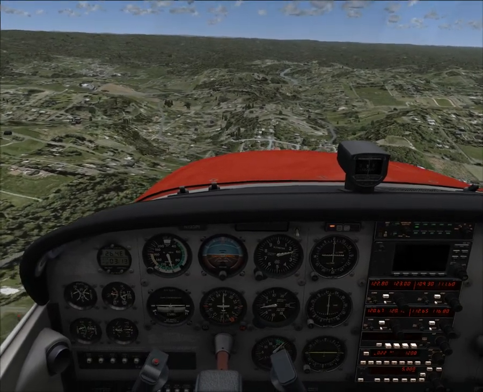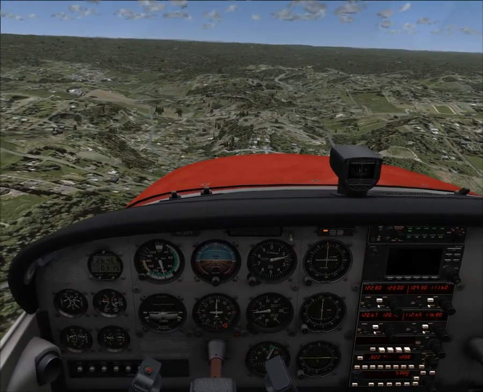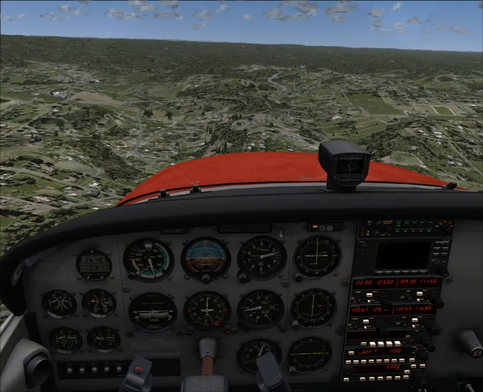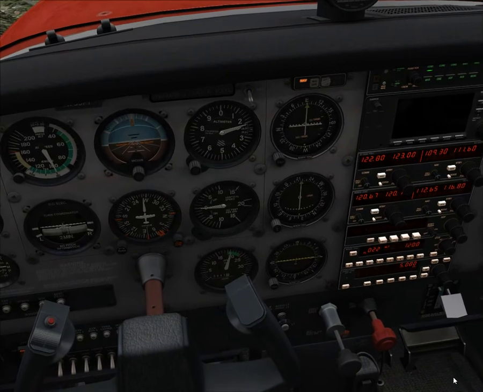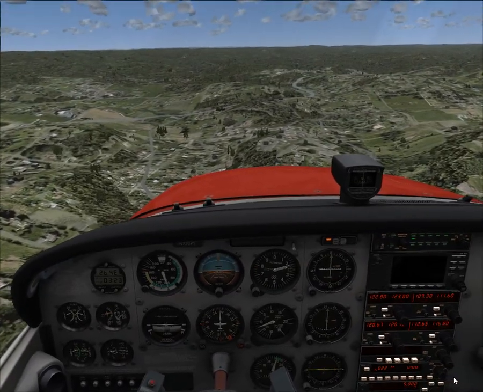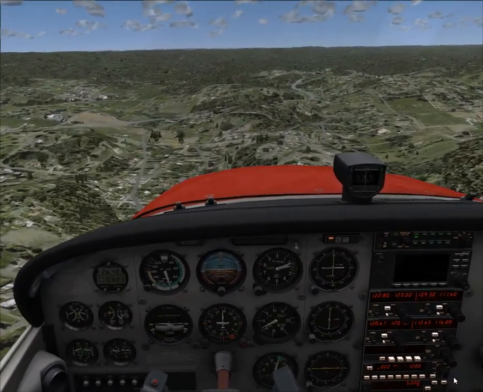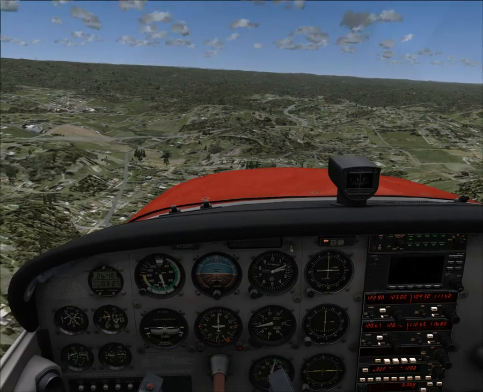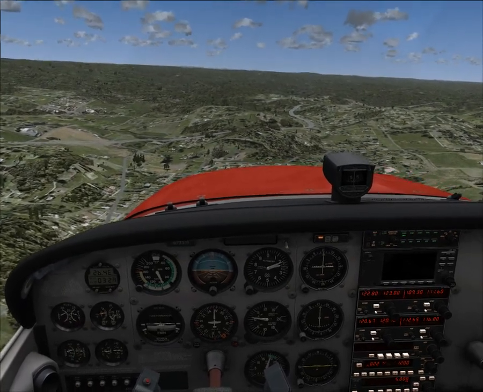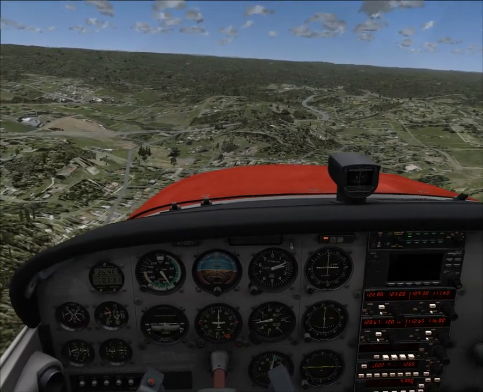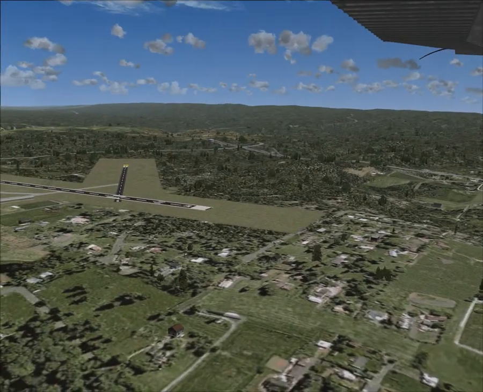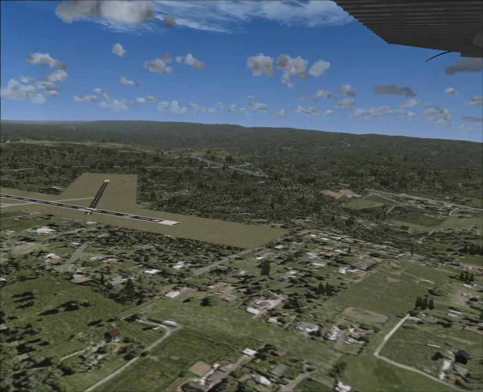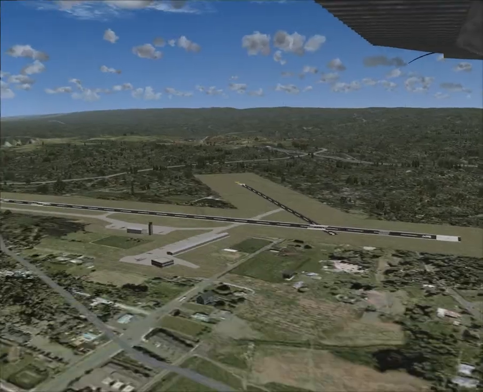So right now, typically on your downwind, you bring the power back to 2,000 RPM, and you can see the RPM indicator down there, and that'll give you a steady about 80 knots or so. Just straight and level. If you're light, you're going to get a little faster. If you're heavy, it's going to be a little slower, but right about 80 knots or so.